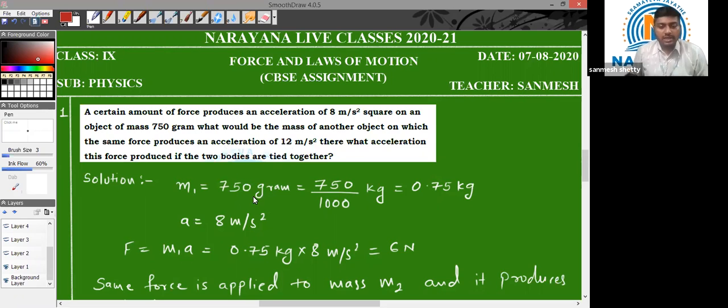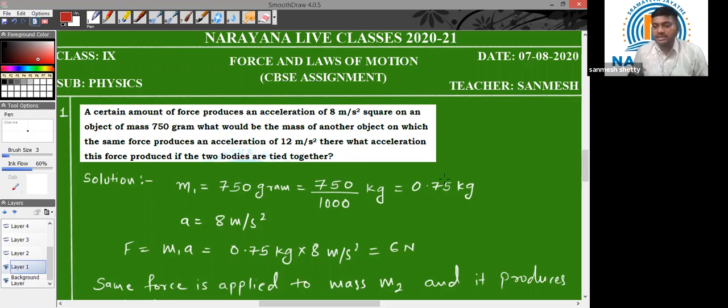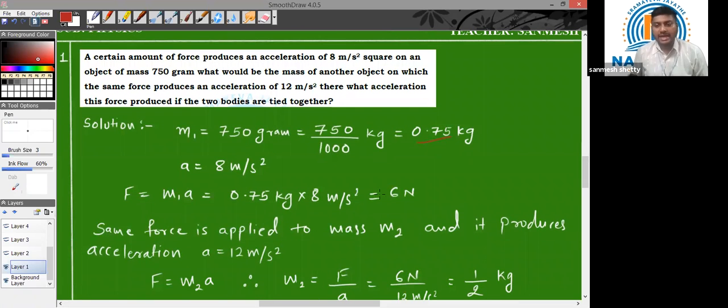Initially we have been given a mass of 750 gram. Let us convert it to kilogram, just divide by 1000. So I have 0.75 kg as my mass. Acceleration given is 8 meter per second square. We know that force is equal to mass times acceleration. Simply multiply 0.75 kg into 8. We get force as 6 Newton. So the value of force we got.